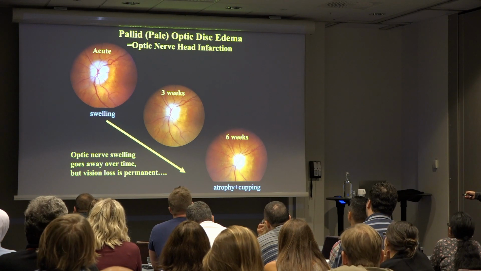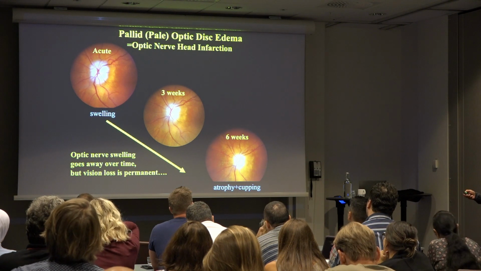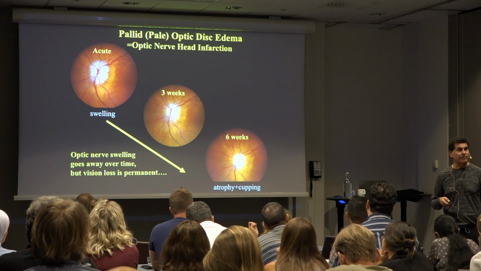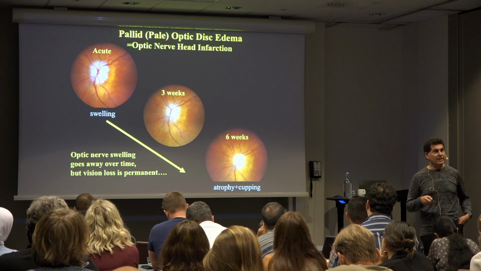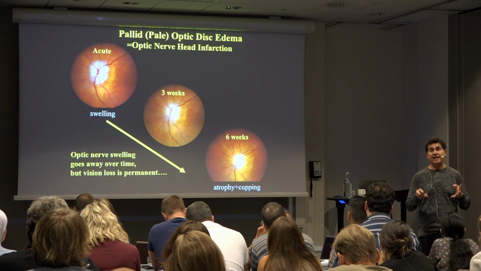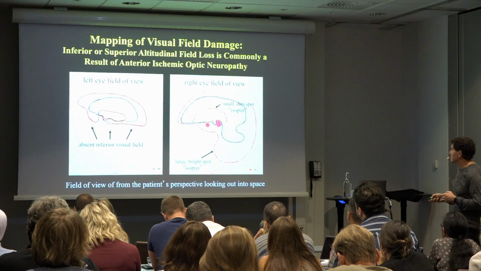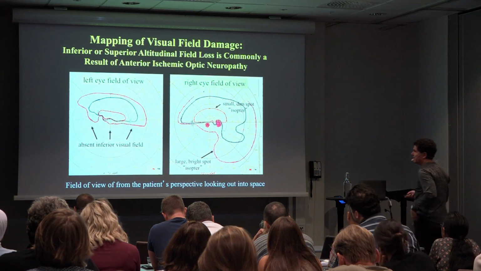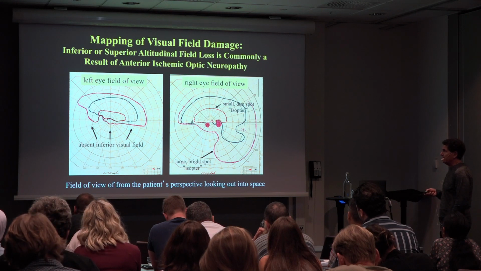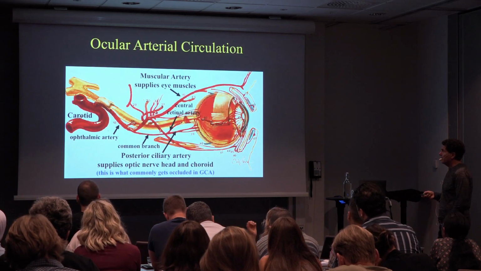And of course it becomes pale and cupped over time. It becomes cupped because the glial cells are infarcted too. So remember, to get cupping, it's not just loss of the axons, it's glial and axon loss. And you can get the same type of field defects as non-arteritic. It can be just altitudinal, it doesn't have to be profound.